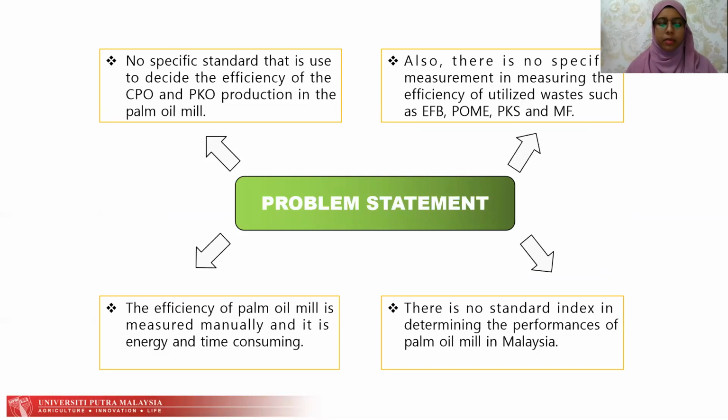So next is the problem statement. For the problem statement of my project, there is no specific standard that is used to decide the efficiency of the CPO and PKO production in the palm oil mill. Also, there is no specific measurement in measuring the efficiency of utilized waste, such as empty fruit bunch, palm oil mill effluent, palm kernel shell, and mesocarp fiber. Next, the efficiency of palm oil mill is measured manually, and it is energy and time consuming. And also there is no standard index in determining the performance of palm oil mill in Malaysia.